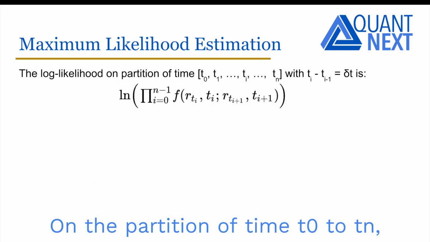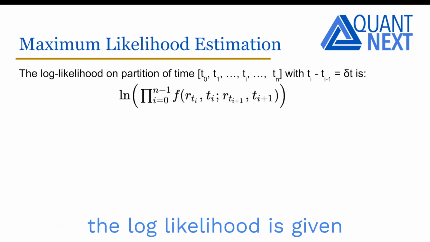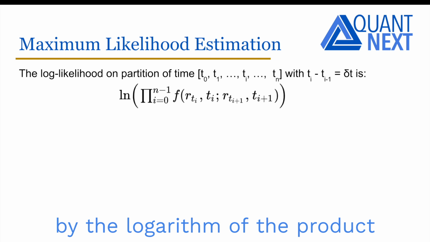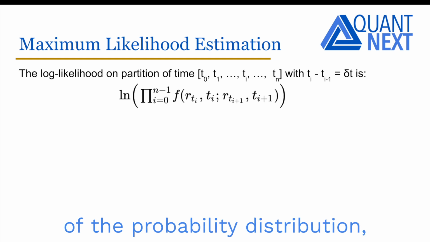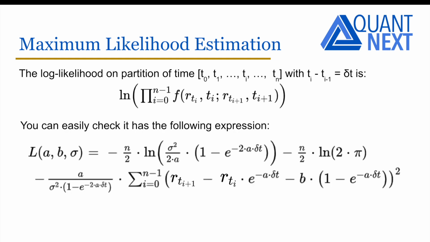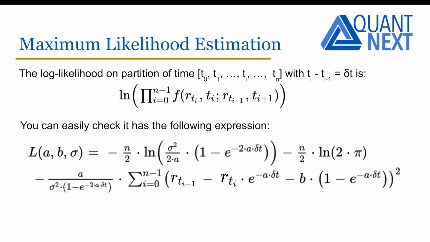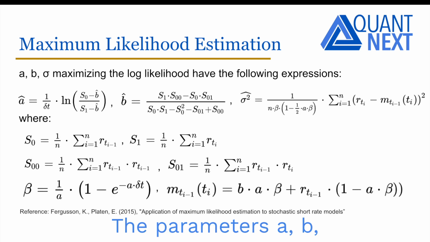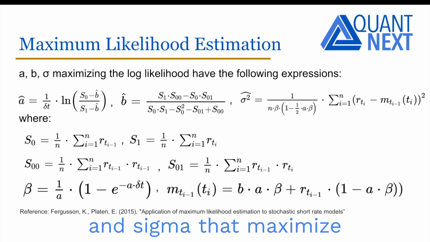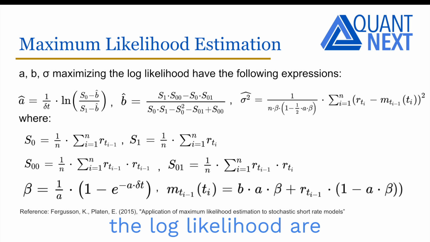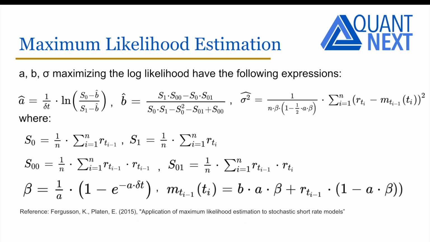On the partition of time t0 to tn, the log likelihood is given by the logarithm of the product of the probability distribution. And you can easily verify that it has the following expression. The parameters A, B, and sigma that maximize the log likelihood are given by these formulas.